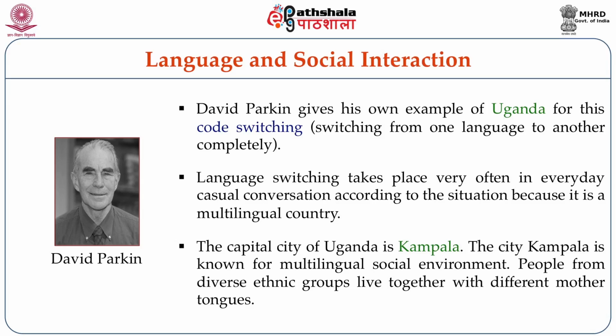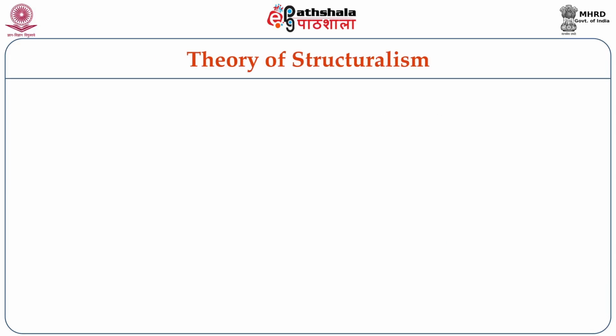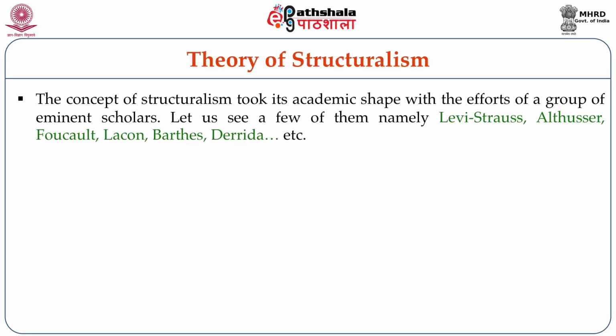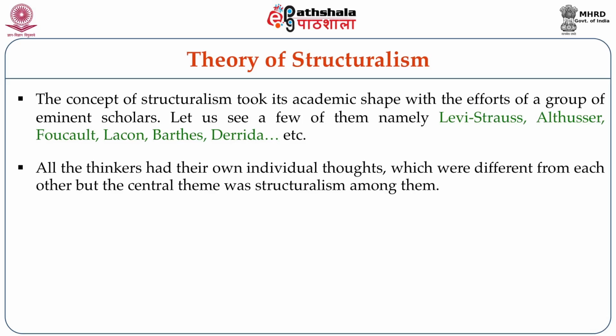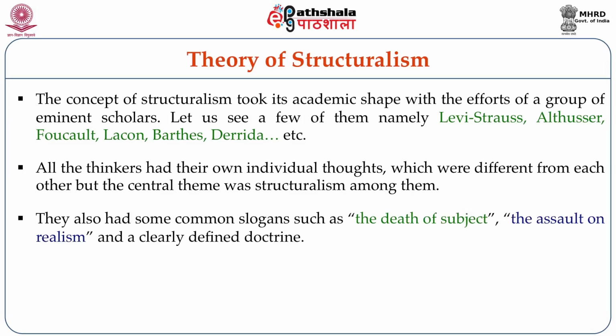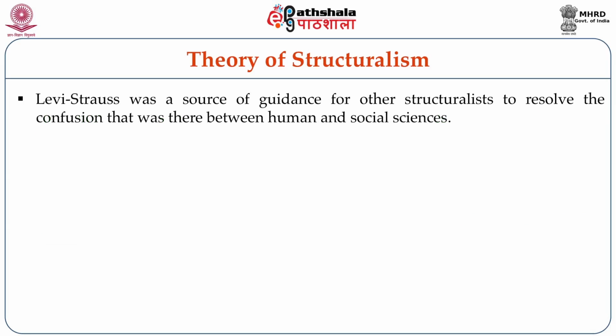Next, we take a look at the theory of structuralism. The concept of structuralism took its academic shape with the efforts of a group of eminent scholars. Let us see a few of them, namely Levi Strauss, Althusser, Foucault, Lacan, Barthes, Derrida, etc. All the thinkers had their own individual thoughts, which were different from each other, but the central theme among them was structuralism. They also had some common slogans, such as the death of the subject, the assault on realism, and a clearly defined doctrine. Levi Strauss was a source of guidance for other structuralists to resolve the confusion between human and social sciences.